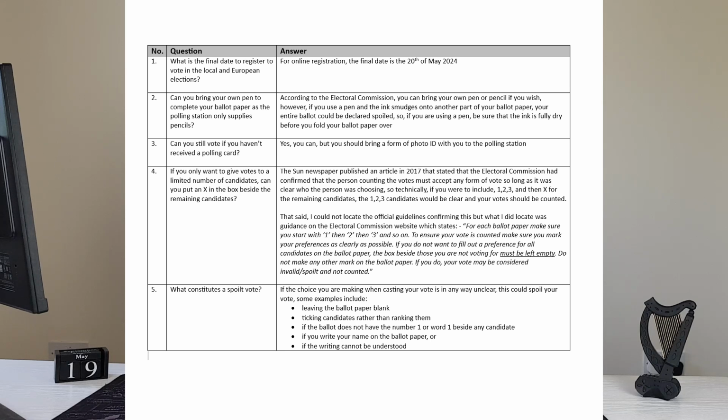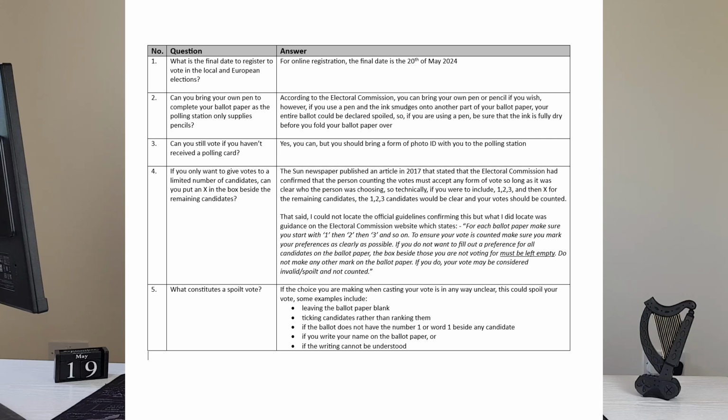However, if you use a pen and the ink smudges onto another part of the ballot paper, your entire ballot paper could be declared spoiled. So if you are using a pen, please be sure that the ink is fully dry before you fold your ballot paper over. 3. Can you still vote if you haven't received a polling card? Yes, you can, but you should bring a form of photo identification with you to the polling station.